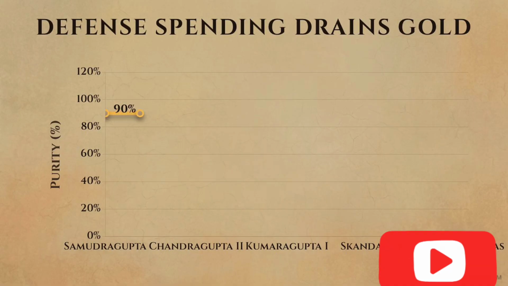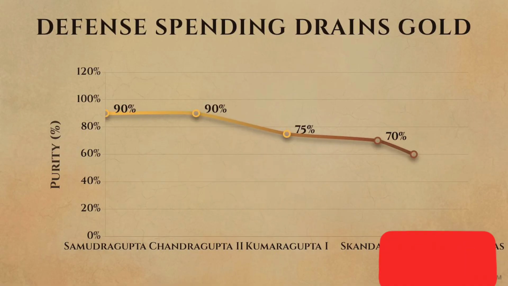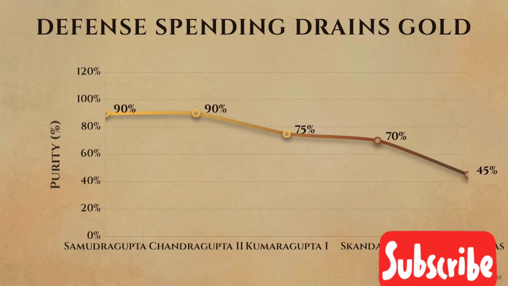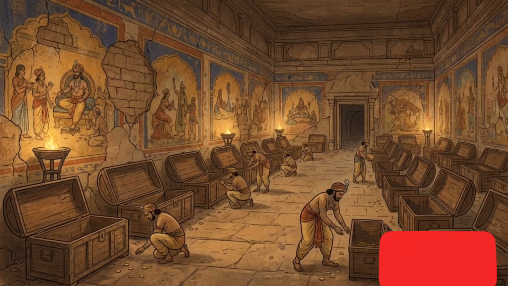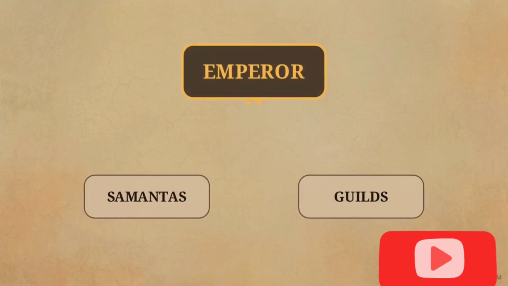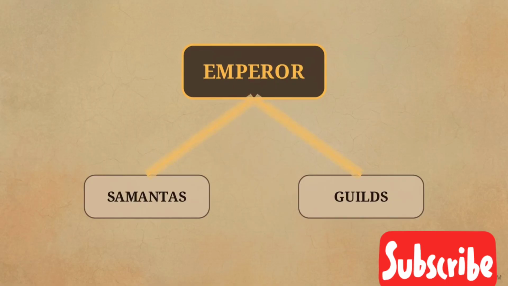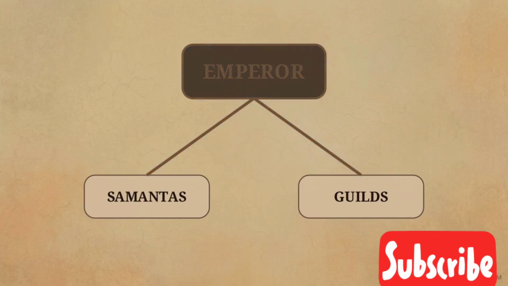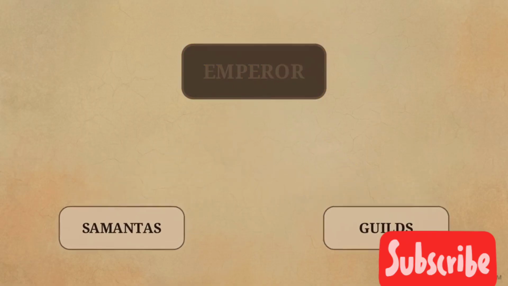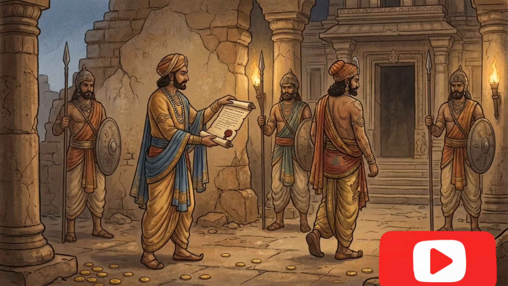As the central treasury was drained to pay for the defense, the purity of gold in Gupta coinage dropped sharply, signaling that the state was running out of capital. While the military held the border, the cost of the defense mortally wounded the central government's source of power. The decentralized blueprint functioned only as long as the central emperor remained wealthy enough to buy the loyalty of the samantas and guilds. With the treasury empty, the autonomous provinces and wealthy guilds simply stopped answering to the capital.